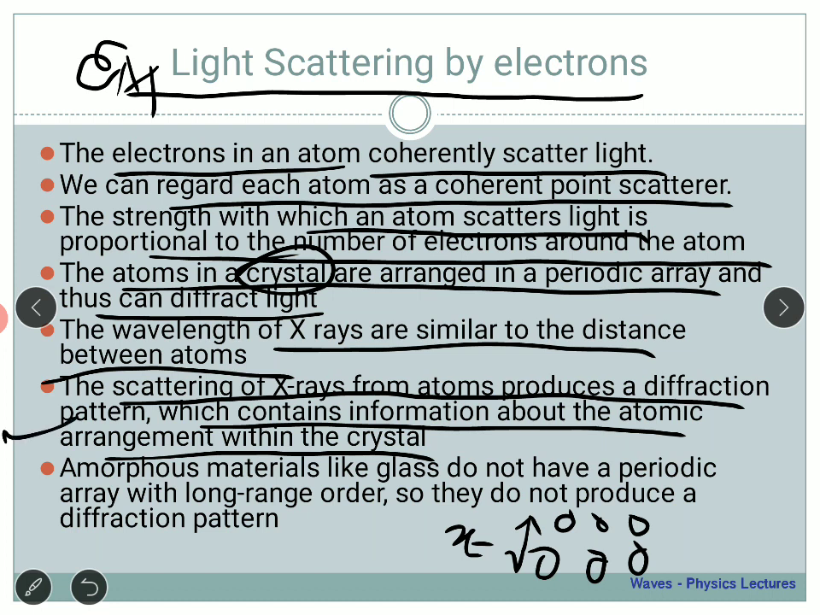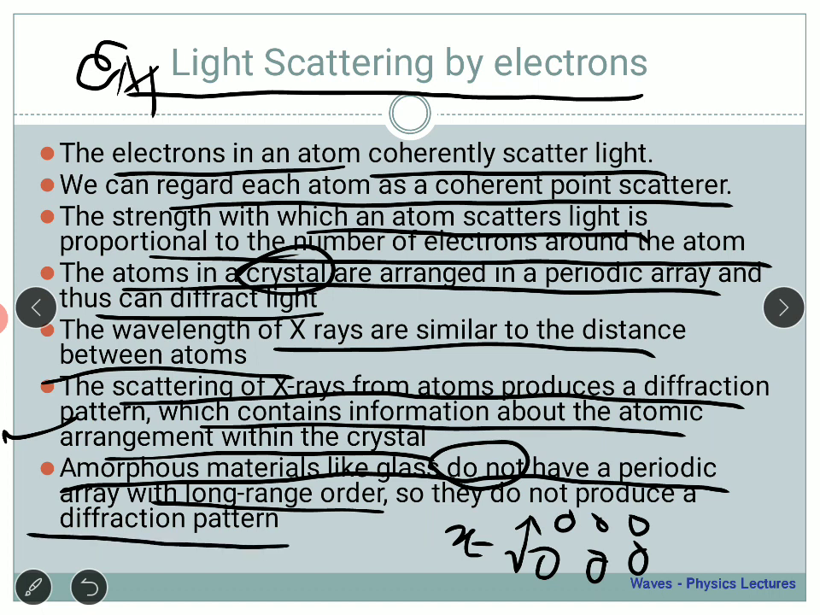But if you consider something like an amorphous material, for example, glass is amorphous, right? It doesn't have a long range periodic structure. Please remember this, it does not have a long range order, and so it won't produce a diffraction pattern. So your exam question might be, an objective question might be, what is the difference between a crystallite and an amorphous material?